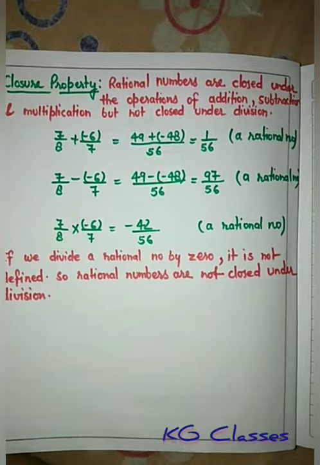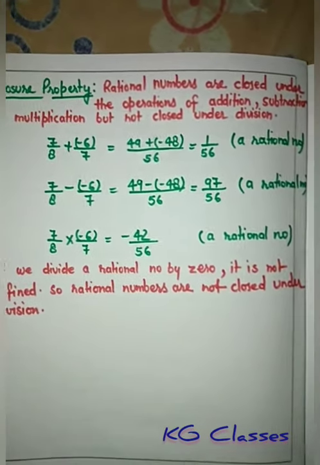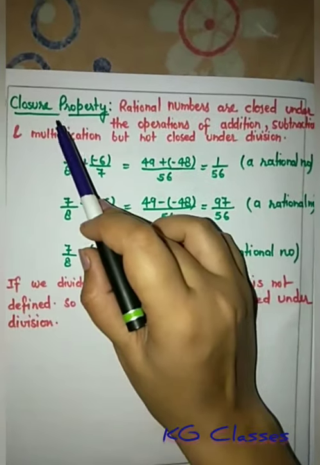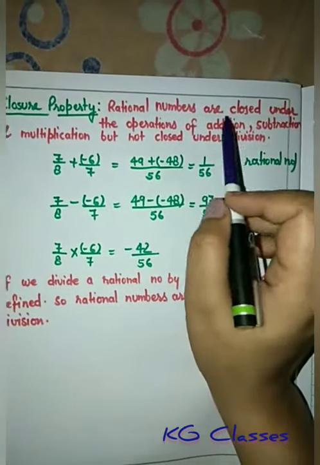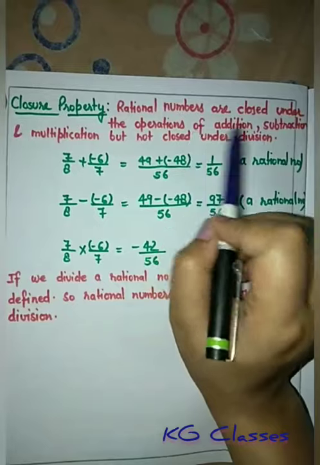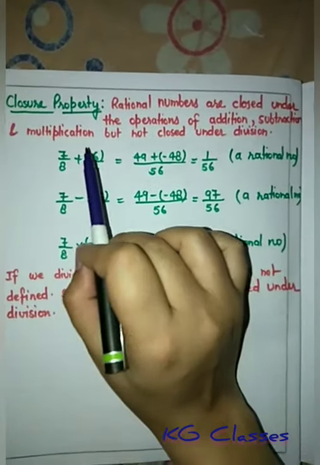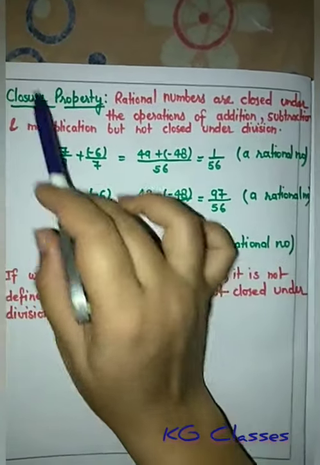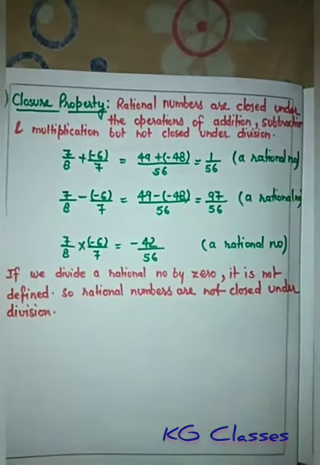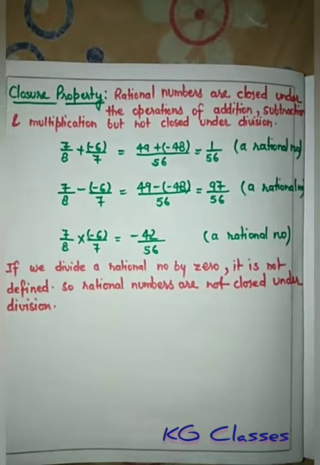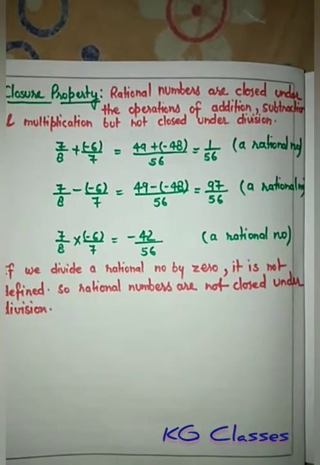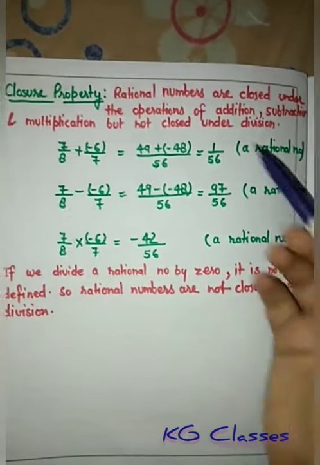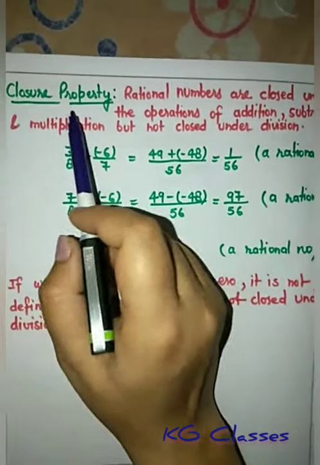So let's start our today's topic, which is properties of operation on rational numbers. First property is closure property. Rational numbers are closed under the operation of addition, subtraction and multiplication, but not closed under division. Closure property: we know that if we add, subtract and multiply two rational numbers, then we will get a rational number itself. Clear? It is called closure property.